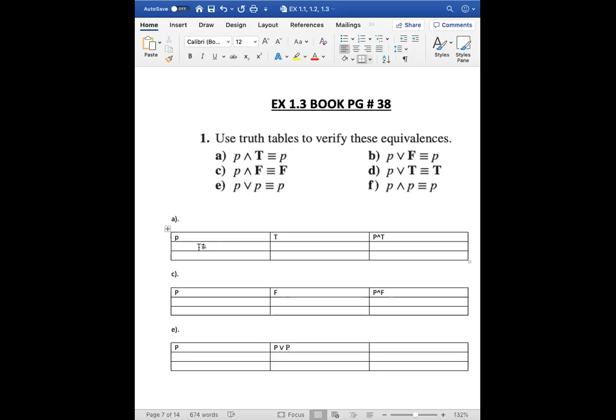Because P is a proposition variable, it can either be true or false, so there are only two possibilities. And then we have true, which is going to remain true regardless. If we take the AND of P and T, true and true is true, and false and true is false. So we have T, F here as well, which equals P itself. Therefore we can say that P and T is logically equivalent to P itself.